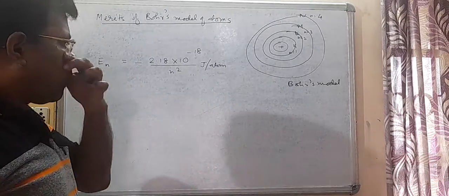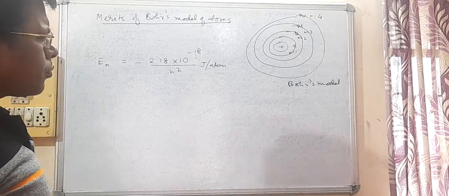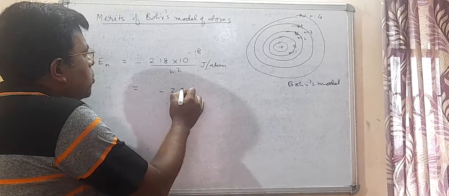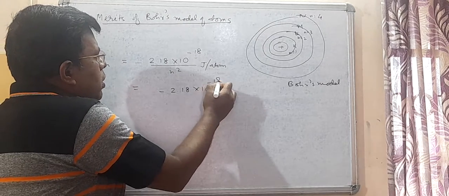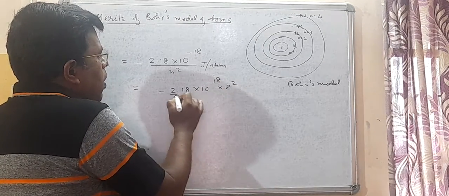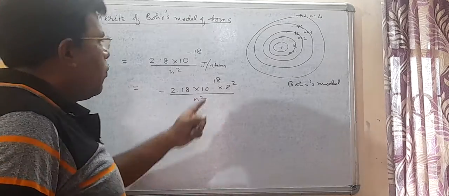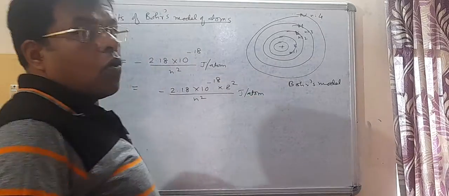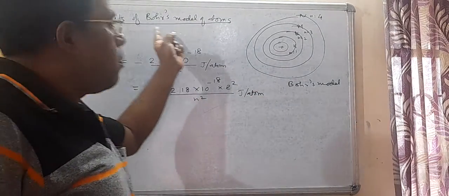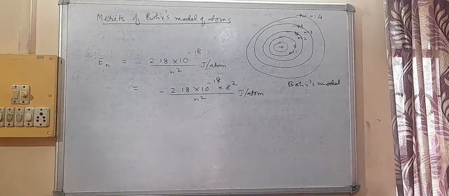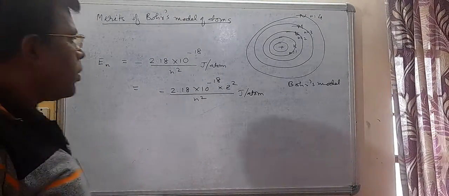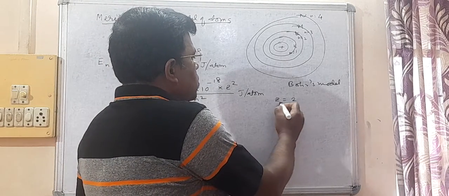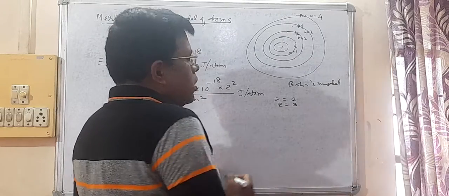And in case of a general expression, it is minus 2.18 into 10 to the power minus 18 into z square by n square, where z stands for the atomic number of one electron species. Bohr's model of atom is applicable for one electron species. Like z value for helium is 2, z value for lithium is 3, and so on.